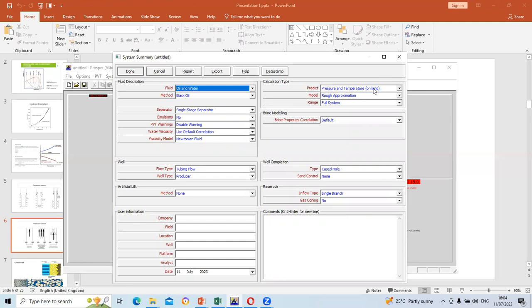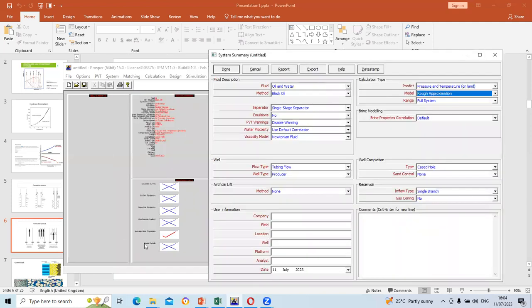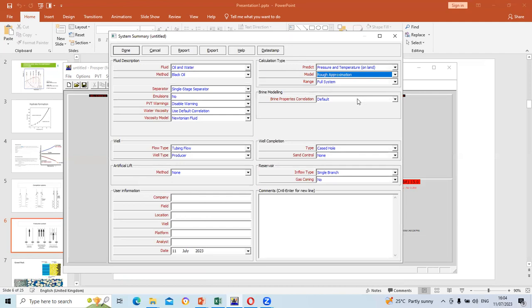It could be on land or offshore. So you have to decide that. Then what method do you want to use to predict that temperature? We have three types of methods. We have the rough approximation, we have the enthalpy balance, and then we have the improved approximation. Whichever one you decide to use will determine which information you're going to have here. We will not go deep into that because it's a little bit more complex. We'll just use the rough approximation.